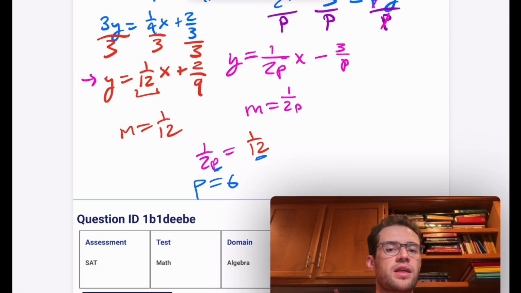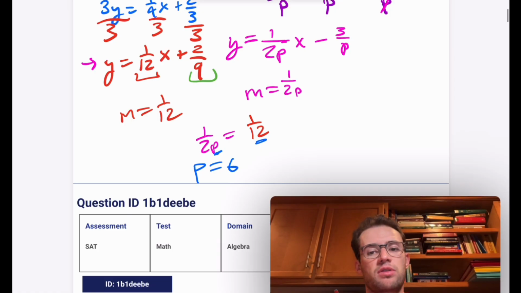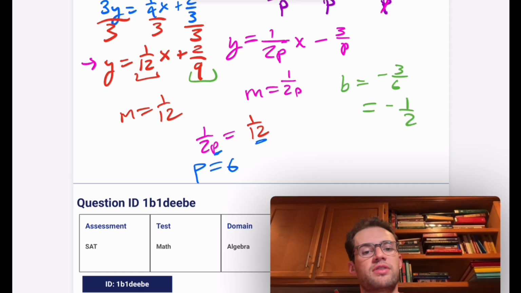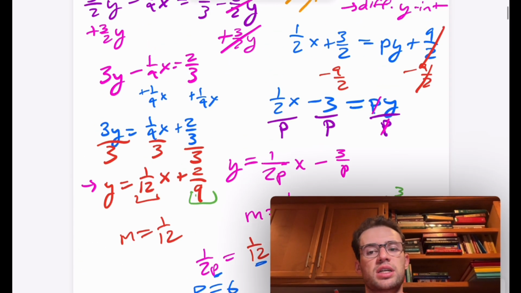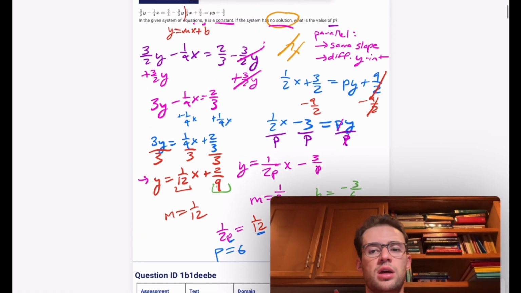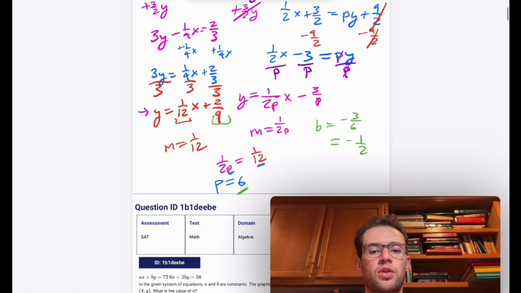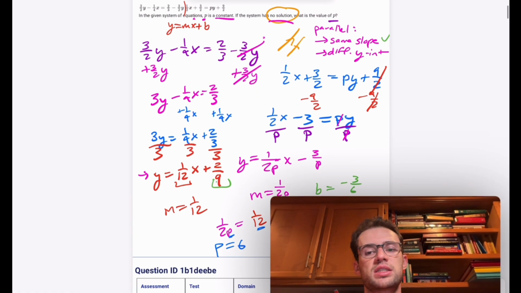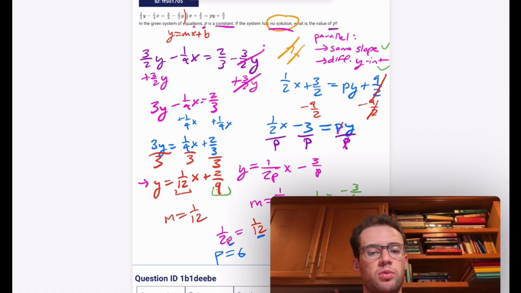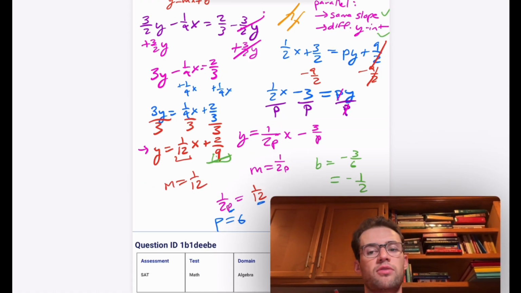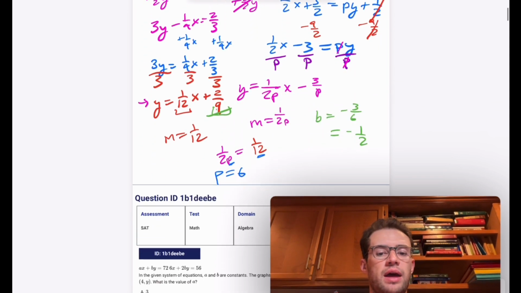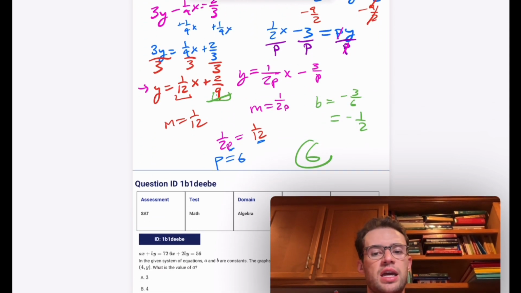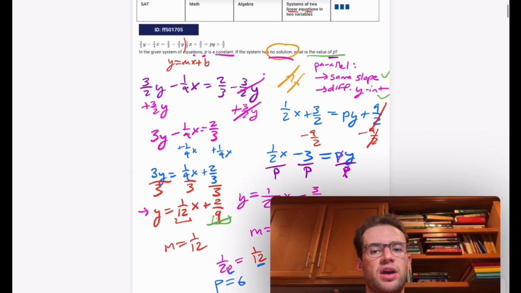And now we just need to verify that this would be a different y-intercept. So y-intercept over here is 2/9. If you plug in 6 for p, you'd get that your y-intercept is equal to negative 3/6, which is equal to negative 1/2. Negative 1/2 is not the same as 2/9, so it does check off both of these boxes here. Right? They have the same slope. They're both a slope of 1/12 if p is 6, and they have a different y-intercept. One of them is 2/9, one of them is negative 1/2. Right? So that would be your answer. P equals 6. And you can always just check, what are they asking for? What is the value of p?